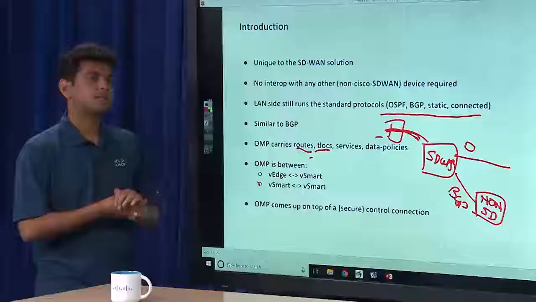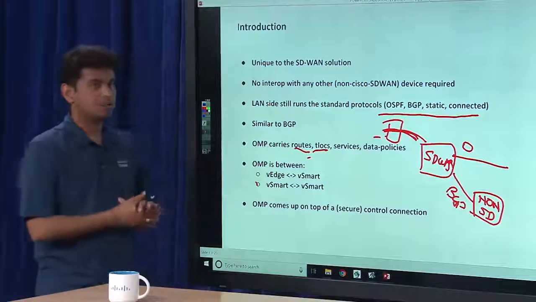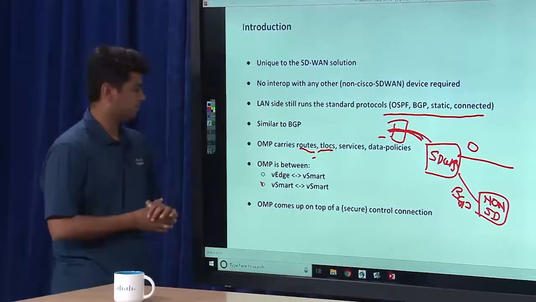Okay, so the other routes can be redistributed into the SD-WAN environment. Correct, exactly. So the route redistribution part and stuff like that, OMP will take care of it. Sure.